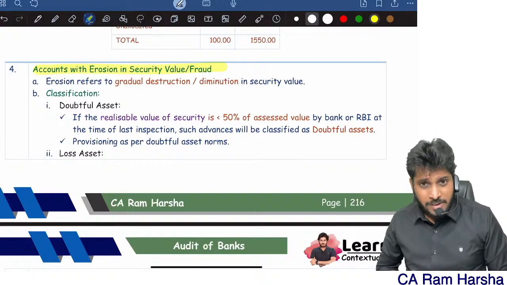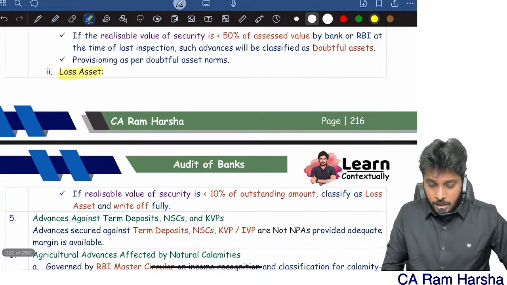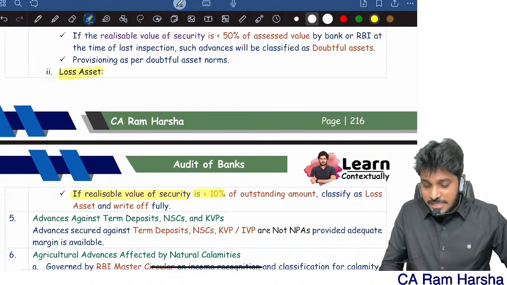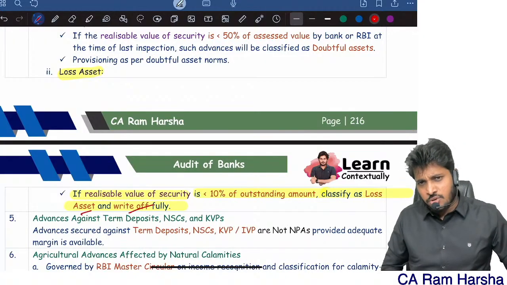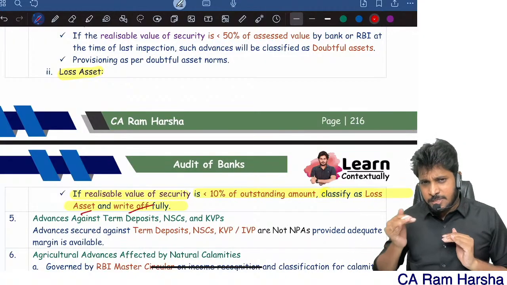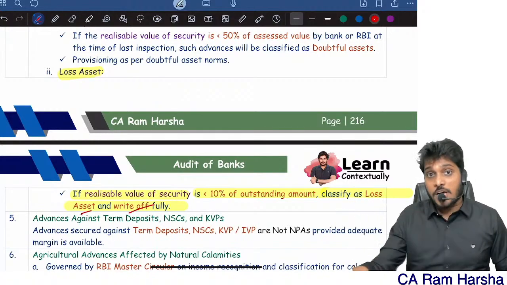Okay, next, accounts with erosion in security value. Remember, one of the points on which a bank gives a loan is the security. And what happens now? If the realizable value of the security is less than 10% of the outstanding amount, the bank will directly classify that loan as a loss asset and write it off. Actually, the customer is repaying regularly. In spite of the customer repaying regularly, the bank will treat that loan as a loss asset straight away.